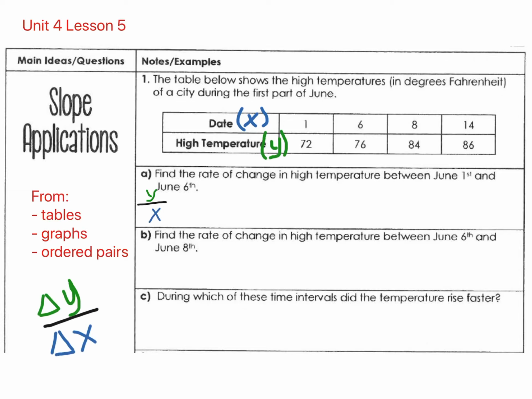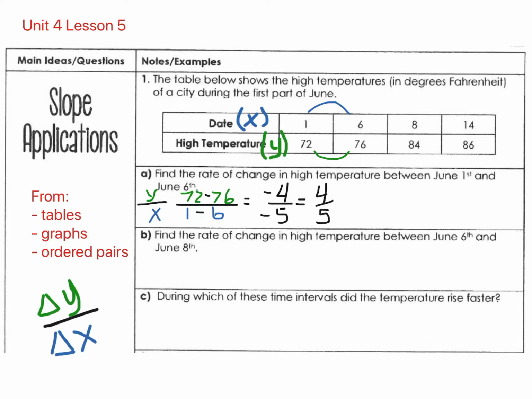All right, so part A, find the rate of change in high temperature between June 1st and June 6th. So they want me to find from June 1st to June 6th. So my x's are going to go on the bottom, 1 and 6. My y's are going to go on top, 72 and 76. And then to find the change in the values, I subtract them. When I simplify, I get negative 4 divided by negative 5. And of course, a negative divided by a negative becomes positive.